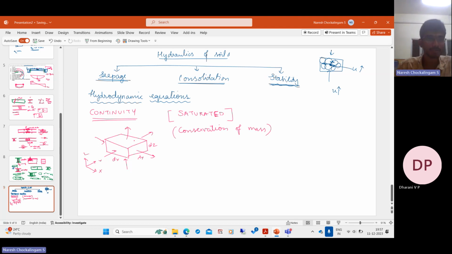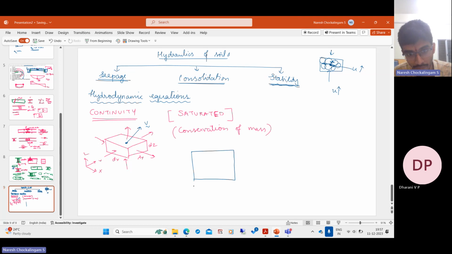Now let us suppose you have this mass of soil, and at the center the velocity vector is v. Now if I take a planar view, let us say I'm viewing from the top. This is dx. So this is the point x comma y. So this will be minus dx by 2, this will be dx by 2, this will be minus dy by 2, this will be dy by 2. Therefore, the total is delta x by delta y.